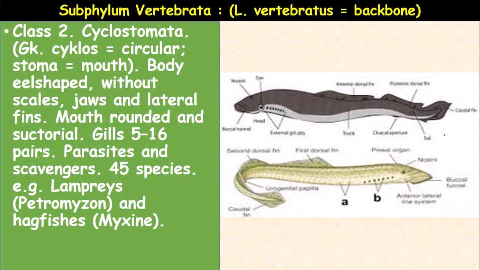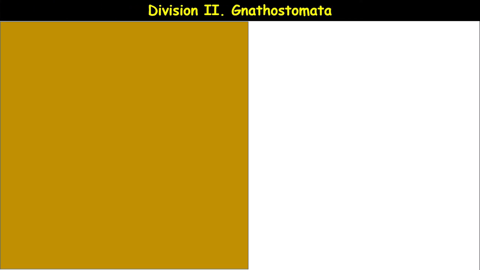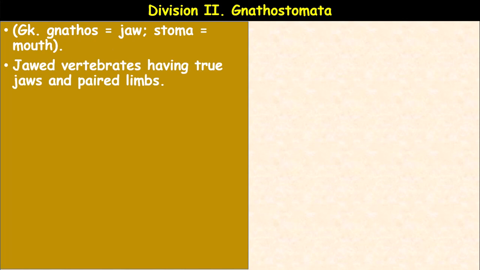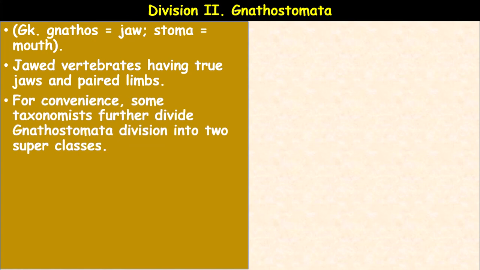Children, let us proceed. Division 2, Gnathostomata. Now first division is completed, Agnatha. Now come to Gnathostomata. Gnathos means jaw, stoma means mouth. Jawed vertebrates. Jawed vertebrates having true jaws and paired limbs. They possess forelimb and hind limb.